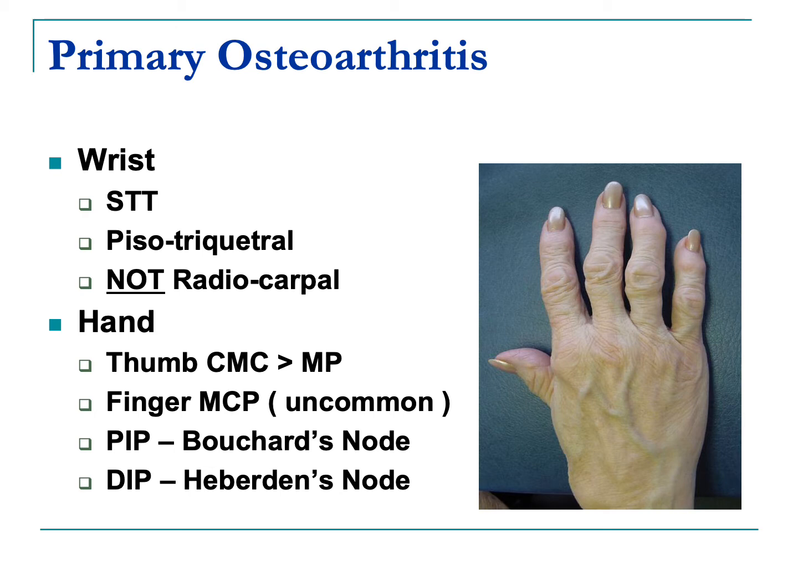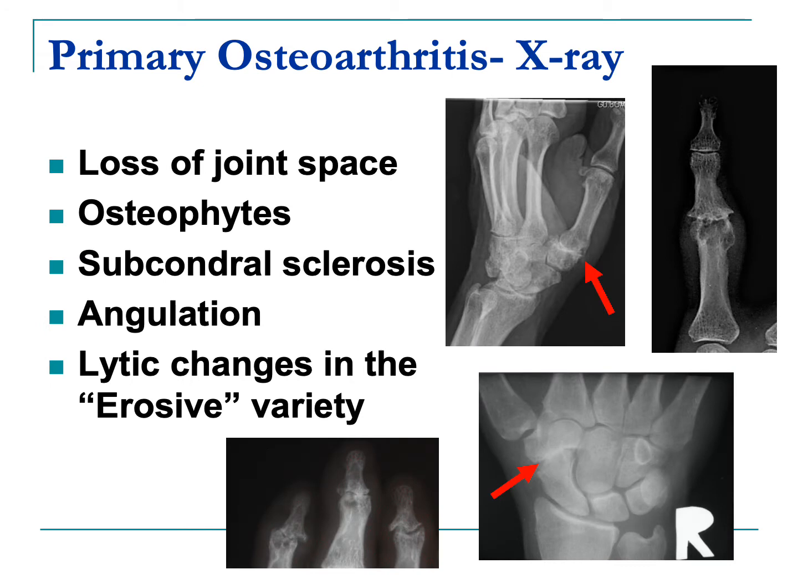In the hand, which is actually more common than in the wrist, the disorder affects the basal joint, which is sometimes called the CMC joint, to some degree more than the MP joint of the thumb, as well as affecting the finger MCP joints occasionally, but very commonly the interphalangeal joints, which are called Bouchard's nodes when they affect the PIP joint, and Heberden's nodes when they affect the distal phalangeal joint.